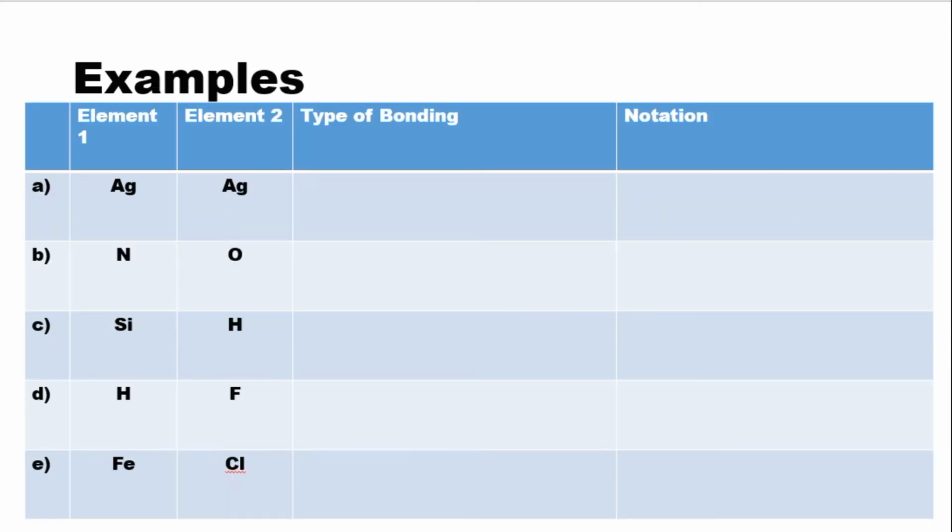So we have Ag, which is silver. Ag is a metal, right? If you look at the periodic table, it's on the left of the staircase, so it's a metal. The other Ag is also a metal, so when you have two metals, that is a metallic bond. And so there's no special notation that you need to worry about, so you're just going to write Ag is bonded to Ag.